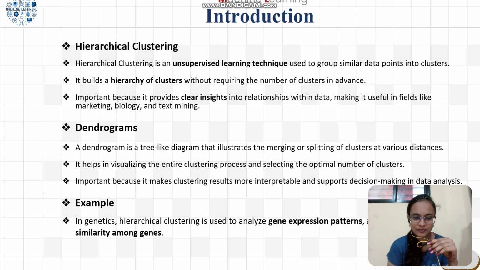So let's begin. Hierarchical clustering is a type of unsupervised learning, which means it groups data without needing predefined labels. The idea is to group similar data points together, but instead of forming just flat clusters, it creates a hierarchy of clusters. Think of it like a tree: at the bottom we start with individual points, and as we move up, they join into larger and larger groups.